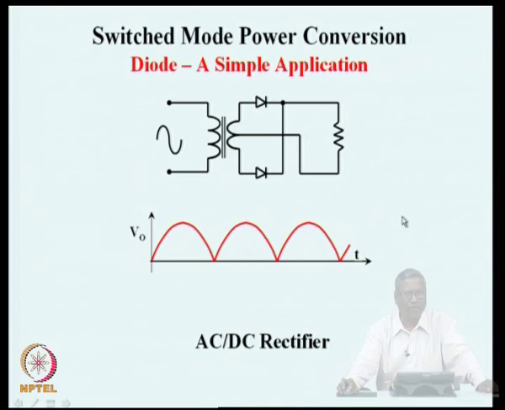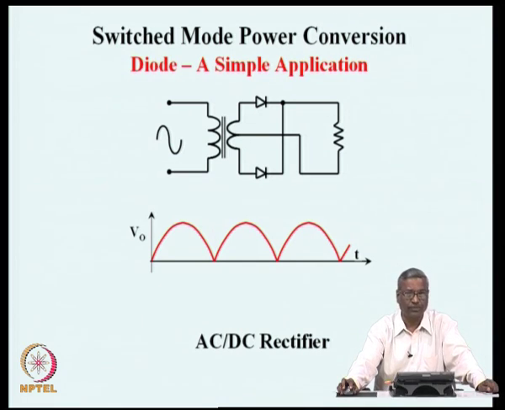This is a very simple application of a diode as a switch. What we have here as the input is an AC source through a transformer given to a secondary, which has a center tap which is connected here, and the two secondary output points are connected through two diodes to a common point and connected to the load. This is normally referred to as the full wave rectifier, single phase input, full wave rectifier.